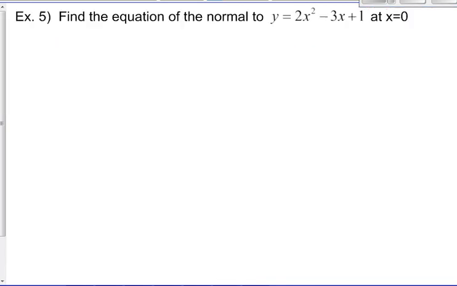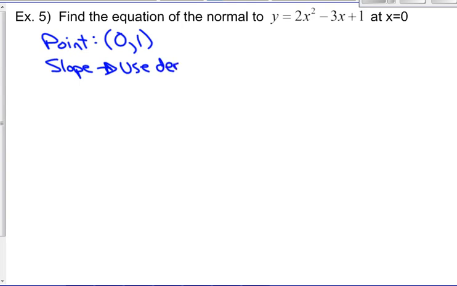Knowing these rules makes it easier and faster to find equations of normals and tangents. So if we want to find the equation of the normal to y equals 2x squared minus 3x plus 1 at x equals 0, we need to know a point, and that point has an x value of 0. And if I sub 0 into this, I'm going to get a y value of 1. The other thing I need to find for an equation of a line is the slope. And that's what derivatives are good for. They give you the slope of the original function at any point.